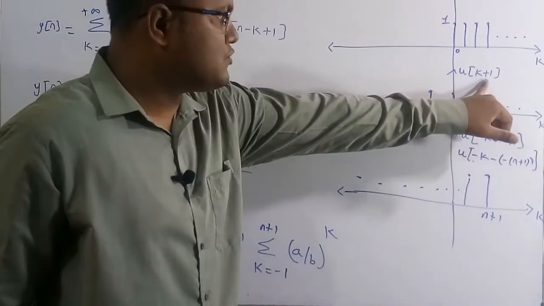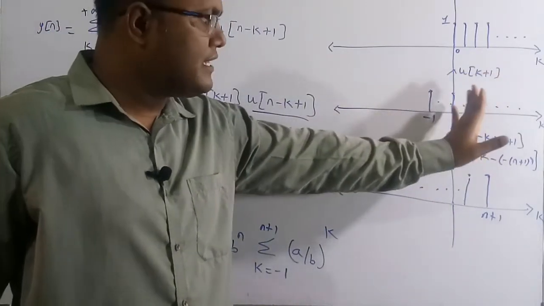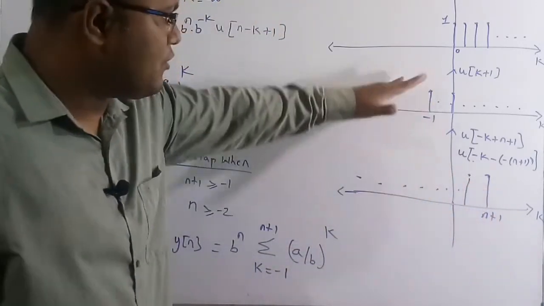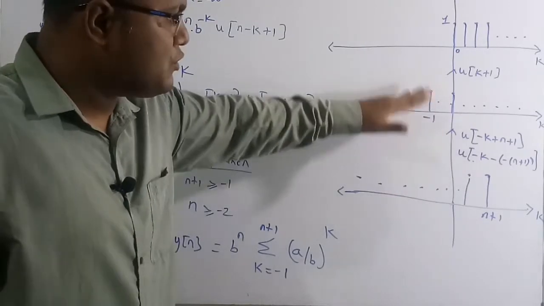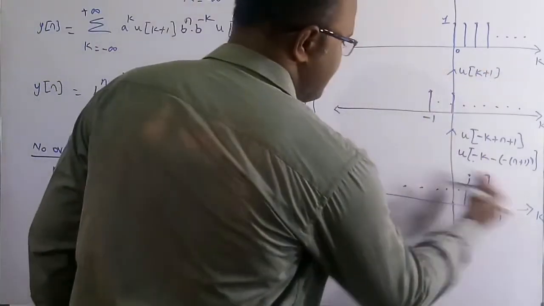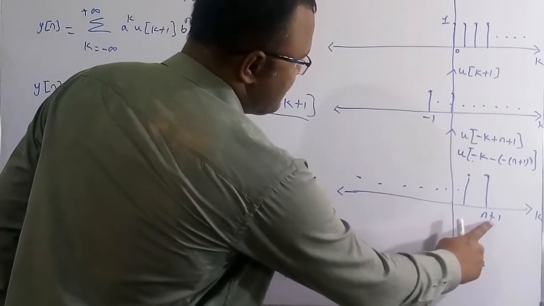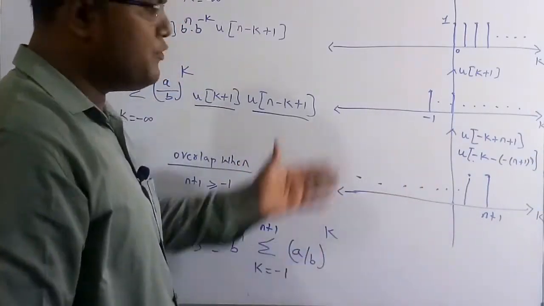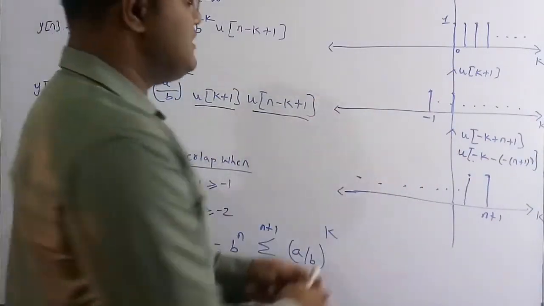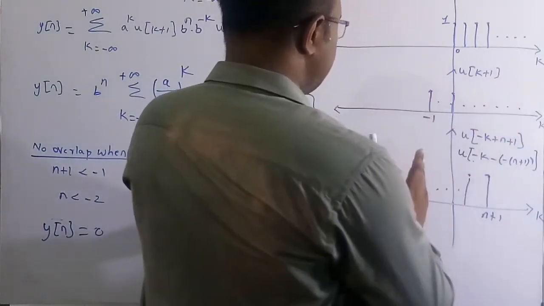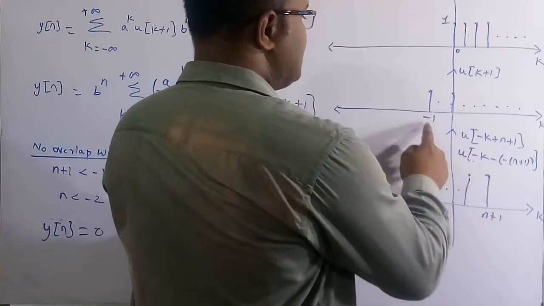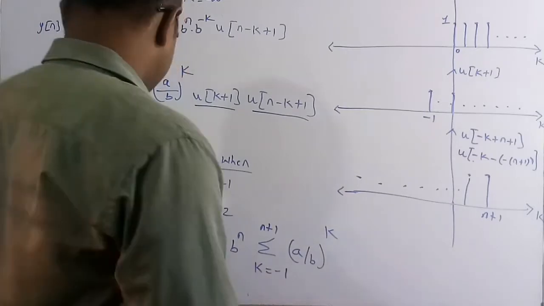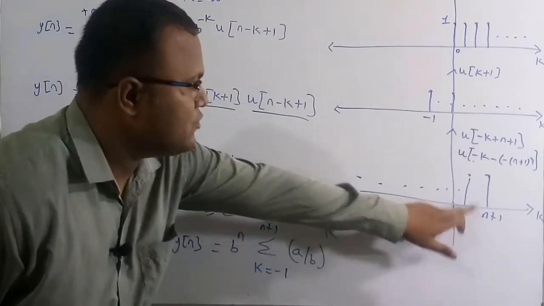u of k plus 1 exists for k greater than or equal to minus 1, and here the other signal exists only for k less than or equal to n plus 1. Now we have to do the product of these two signals. One is right sided and the other is left sided. When n plus 1 is less than minus 1, these two are outside each other, so there is no overlap, and if you do the product, it is equal to 0. That is the reason: no overlap when n plus 1 is less than minus 1.